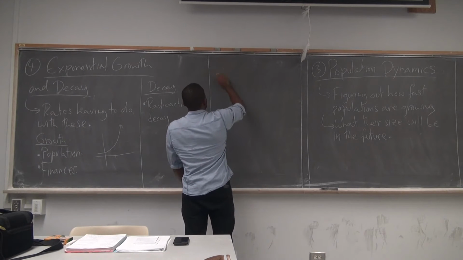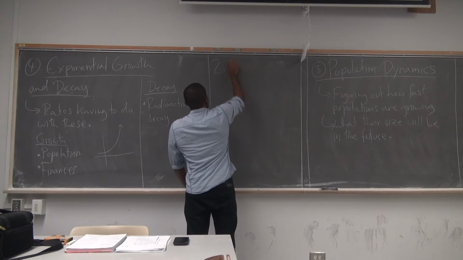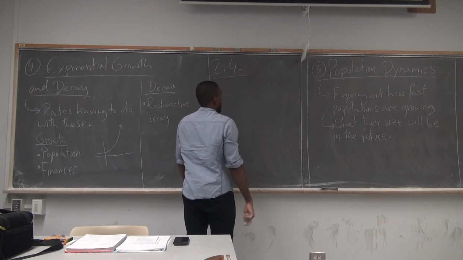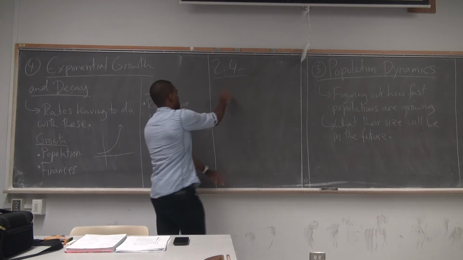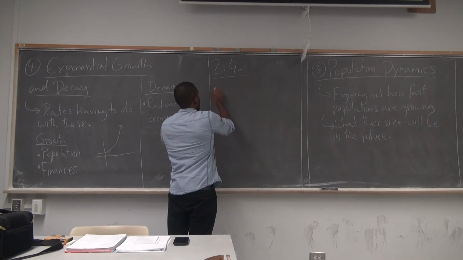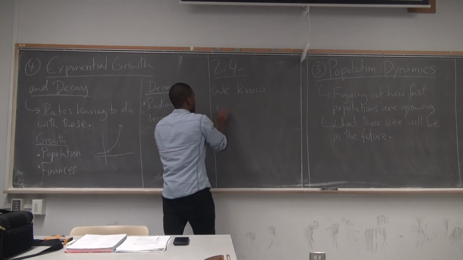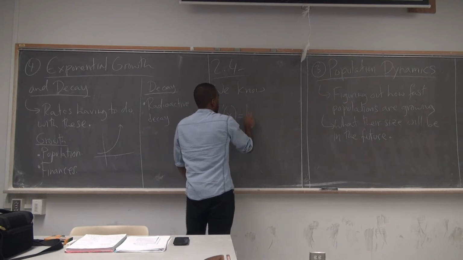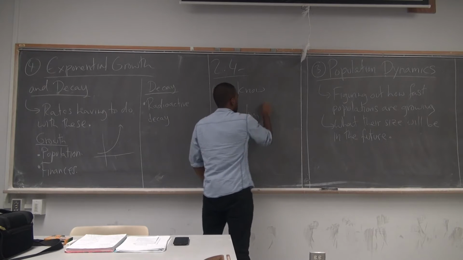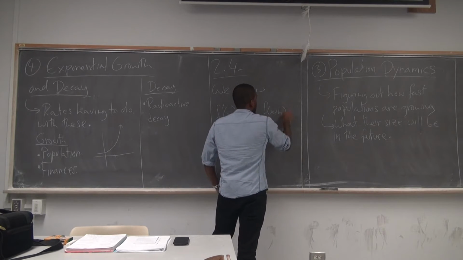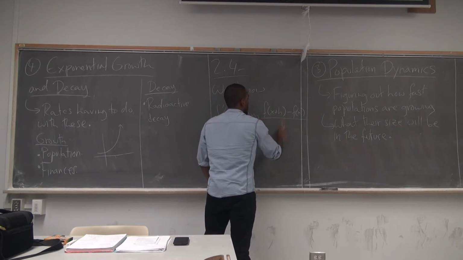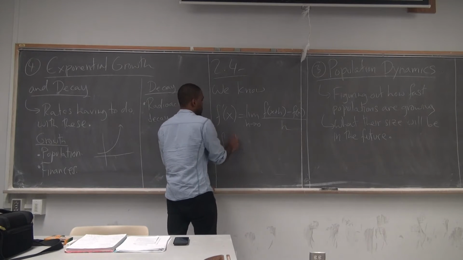So this is kind of section 2.4. I'm kind of doing them both at once. So let's talk about that. So we know f prime of x is equal to the limit as h approaches 0 of f of x plus h minus f of x, over h, if it exists.